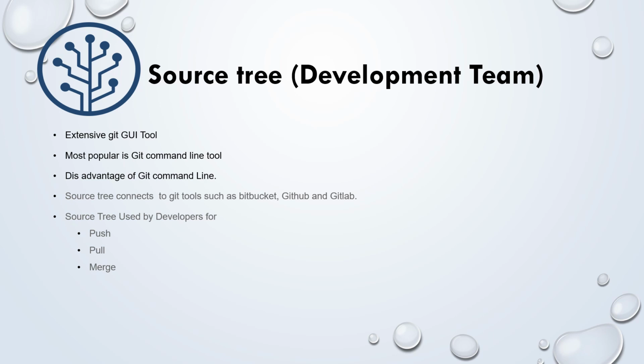SourceTree is an extensive Git GUI tool. Most popular is the Git command line tool. Two common problems for new users. It's difficult to remember the hundreds of combinations of Git commands and switches. The command line can be intimidating to new developers and casual Git users. SourceTree connects to server-side Git tools such as Bitbucket, GitHub, and GitLab. Developers use SourceTree to pull, push, and merge code from a remote source code repository to a local machine.